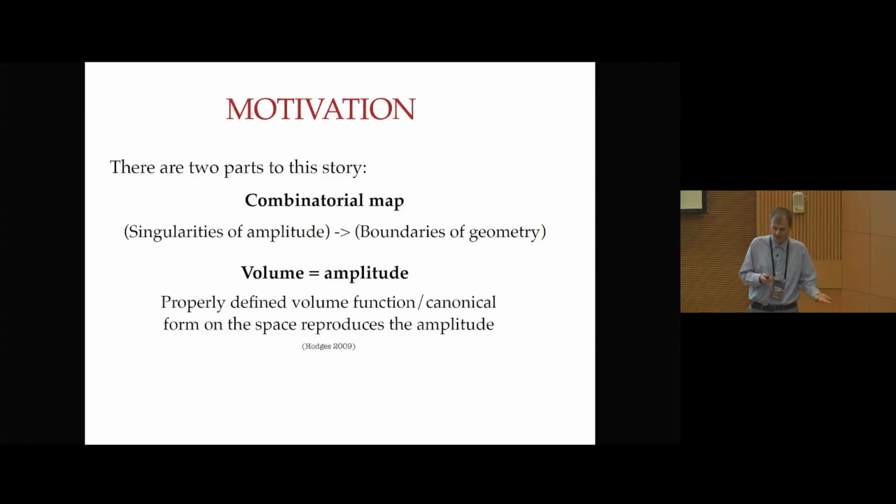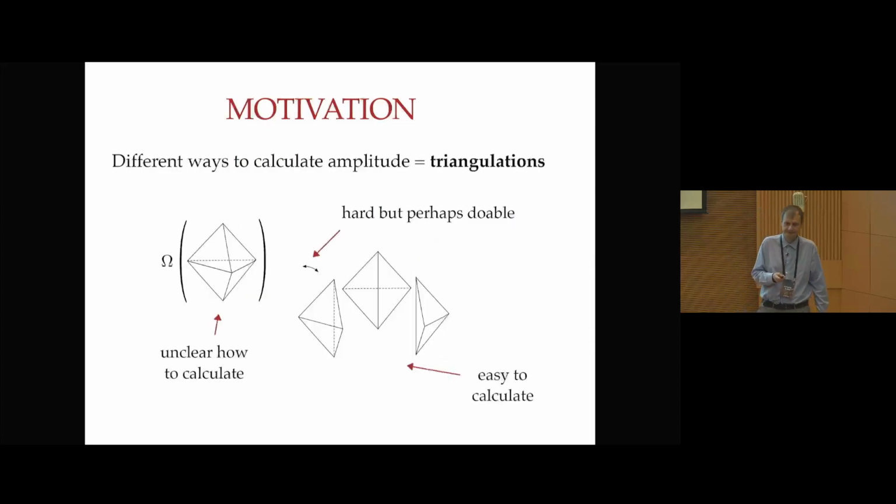Yeah, we'll say more in detail what this object is. So this is the motivation. We start with an amplitude which is uniquely specified by certain conditions. The logic is to map it to some geometry and then calculate the amplitude as a function from this geometry.